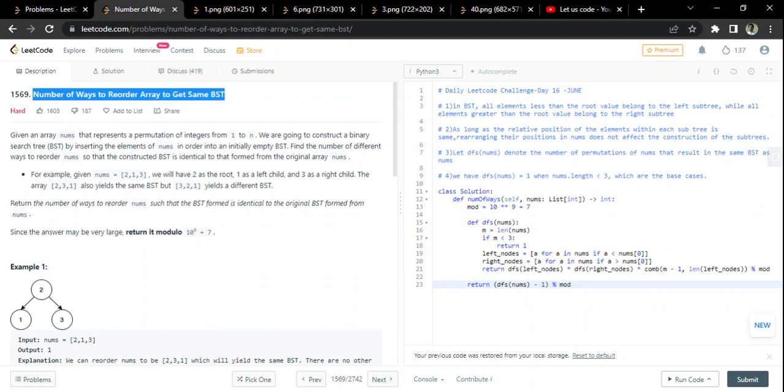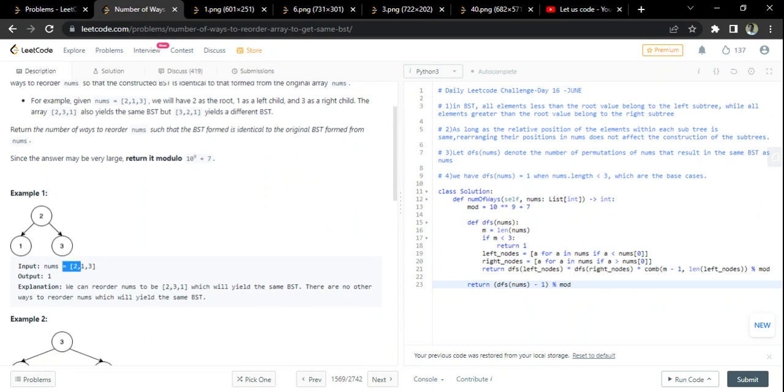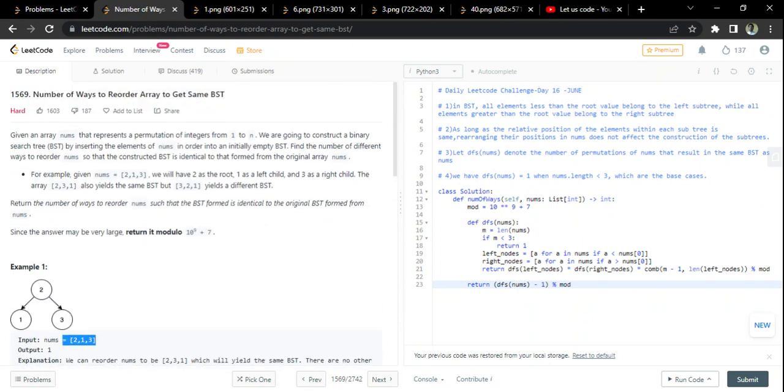So now come to today's question. It's on the higher side, and let's see what the question is. Given array nums, you can see the input basically. Here only a single array is given, which is called nums. So given array nums representing a permutation of integers from 1 to n, where n is the length of the given nums array, we are going to construct a binary search tree, BST, by inserting elements of nums in order into an initially empty BST. Find the number of different ways to reorder nums so that the constructed BST is identical to that formed from the original array nums.